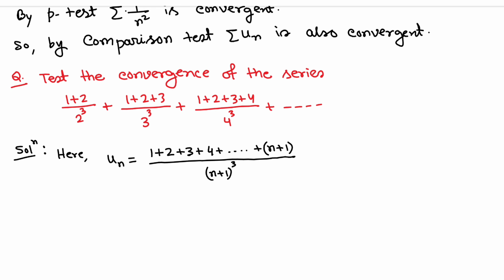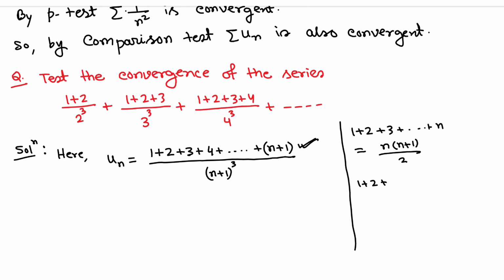We know the formula for the sum of the first n natural numbers, that means 1 plus 2 plus 3 up to n. The formula is n into n plus 1 divided by 2. But here we have up to n plus 1, so 1 plus 2 plus 3 plus up to n plus 1, one extra term. So what will be the formula? Just put n equals n plus 1. So this will be n plus 1 into n plus 2 divided by 2. This will be the formula, because here we have n plus 1 terms.